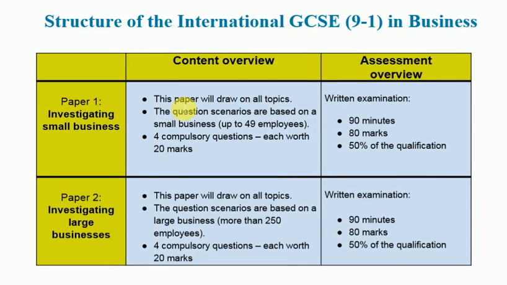There's your 2 exam papers. The first paper we will sit is investigating small businesses. So your case study will be on a business of up to 49 employees. And then your paper 2 will be looking at businesses of 250 employees. Both 50% mark. Both 4 questions split up into A, B, C, D. And we will look at the sample paper in a moment.